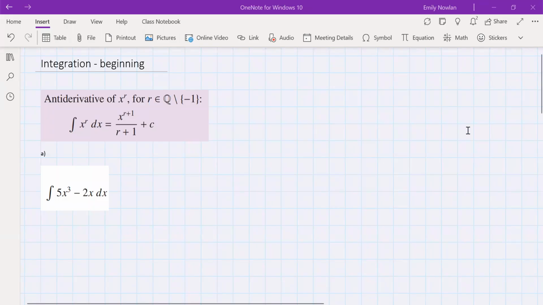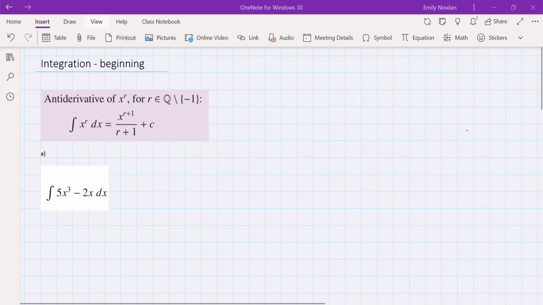Hello everyone, this might be a revision for you. You've done integration before, or you might just be looking at it from the beginning again. Whatever, try the questions I've got here. If you know anything about it, try them first. So pause it, try it, then see how to do it after I undo the thing.